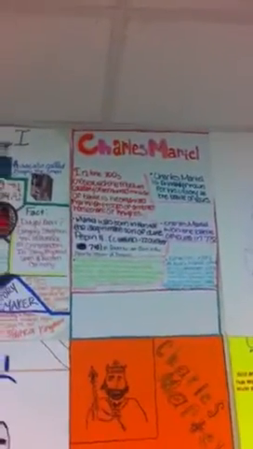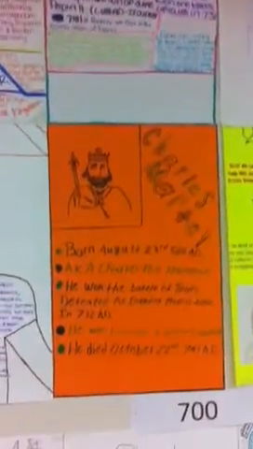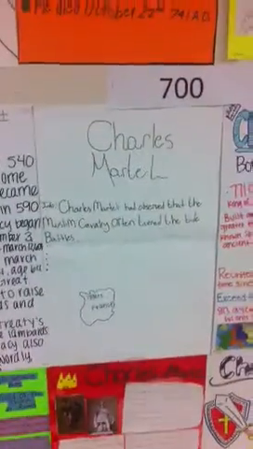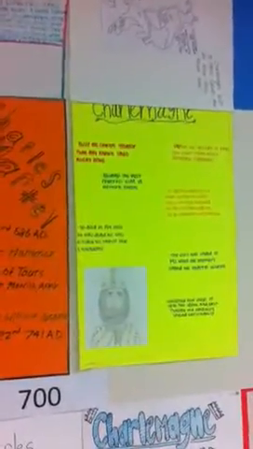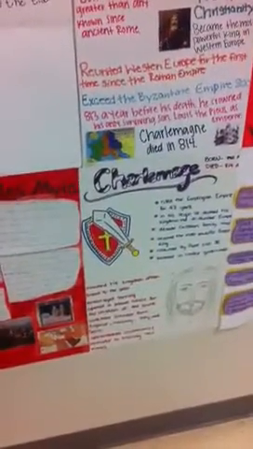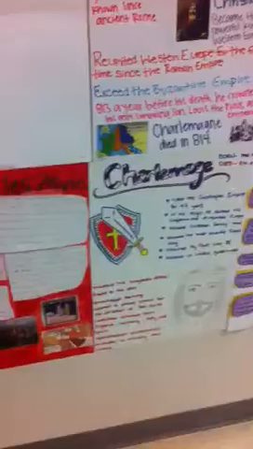Okay, up at the top, you have Charles Martel. Again, this is 2nd period. This is 6th period. This is 1st period. And this is 4th period. All right, and then again on Charlemagne, you have 2nd period. Then you have 6th period. Then you have 1st period. And then, excuse me, this one is 4th period.